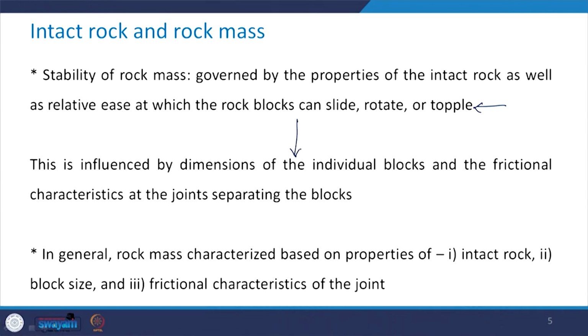And this whole thing, that is sliding, rotating or toppling, is influenced by the dimension of the individual blocks and the frictional characteristic at the joints which are separating these blocks. If these joints are not there, there are not going to be any blocks, and therefore there will not be any question of all these phenomena happening. So, in general, the rock mass is characterized based on the properties of intact rock, block size and frictional characteristic of the joint.